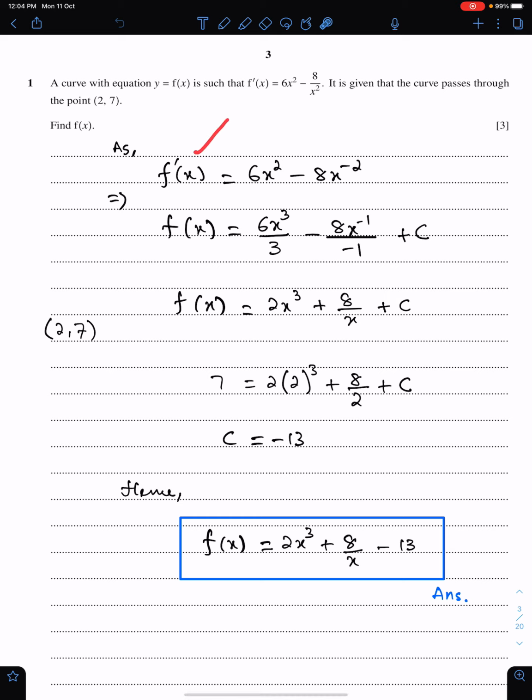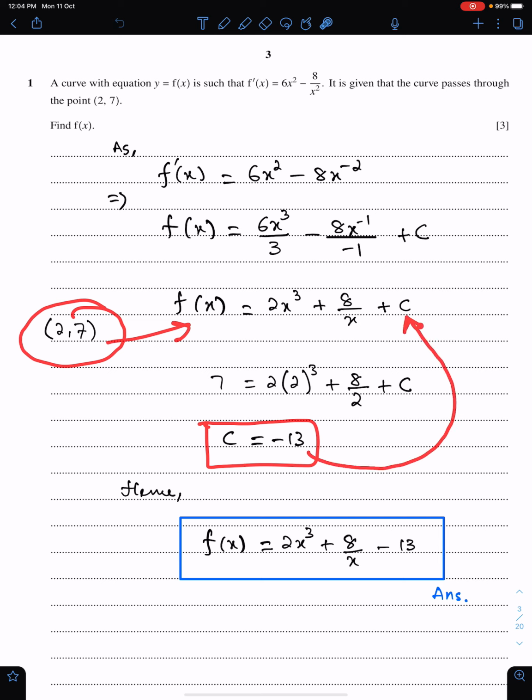In fact, this is the gradient, so when you integrate f prime x, you will get f of x. When you integrate x square, you will get x cube upon 3. 6 is the coefficient; we always copy the coefficient. When you integrate this, you will get x power minus 1 over minus 1. And this is the simplified form of this equation. Now substitute this point into this equation for the value of c. And this is the value of c. After getting the value of c, substitute c into this equation to get the equation of the curve.